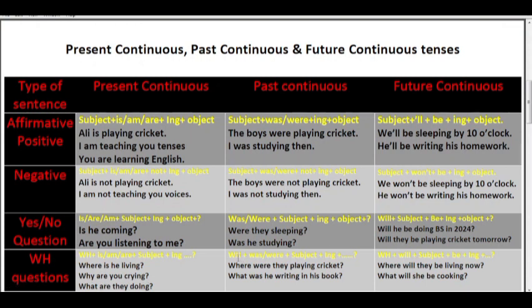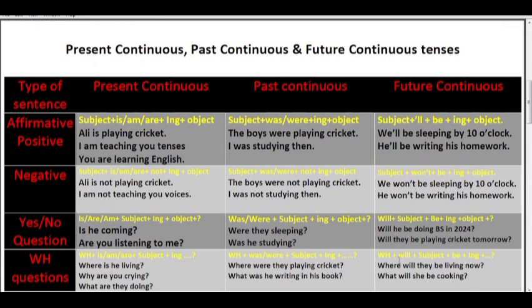For past continuous, we introduce WH words, then was or were according to the subject, then the ing form, and finally the question mark. For example, where were they playing cricket? What was he writing in his book? So that is how we make WH questions in past continuous.